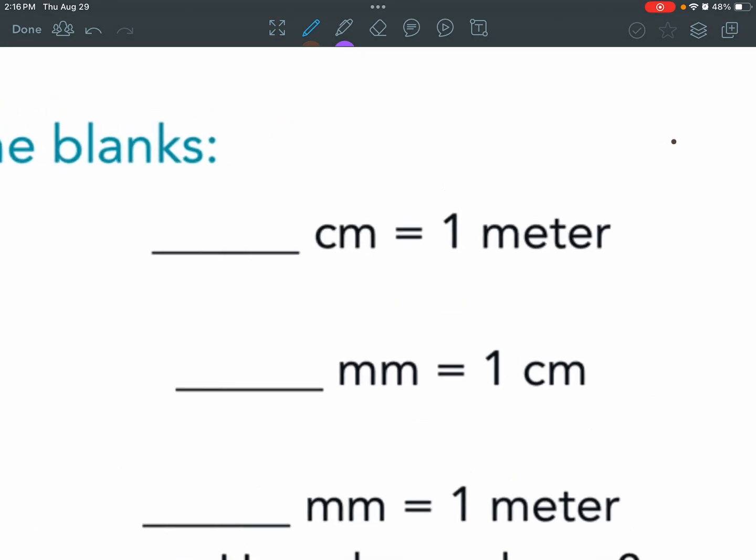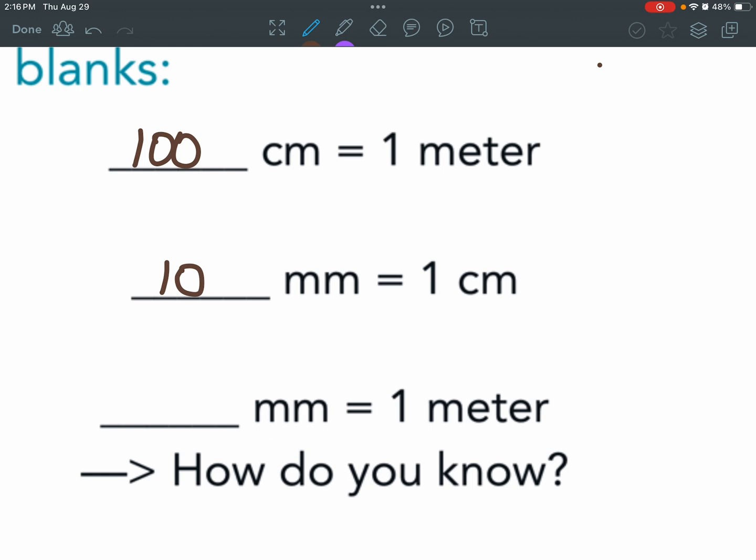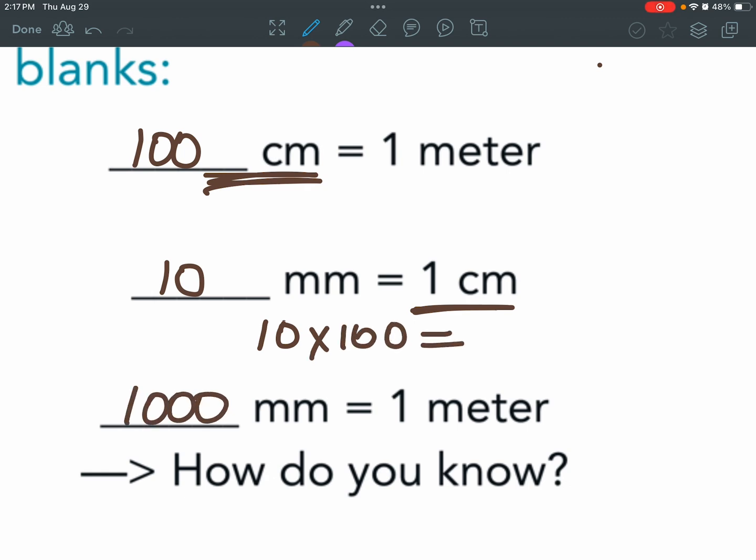So let's see if you guys remember. 1 meter equals how many centimeters? That would be 100. And 1 centimeter equals 10 little millimeters. And then they ask how many millimeters are in a meter. Pause the video and discuss what you think. Well, 1 centimeter has 10 millimeters, and there's 100 in a meter. So all we have to do is take 10 times 100, and that would get us 1,000 millimeters in a meter.